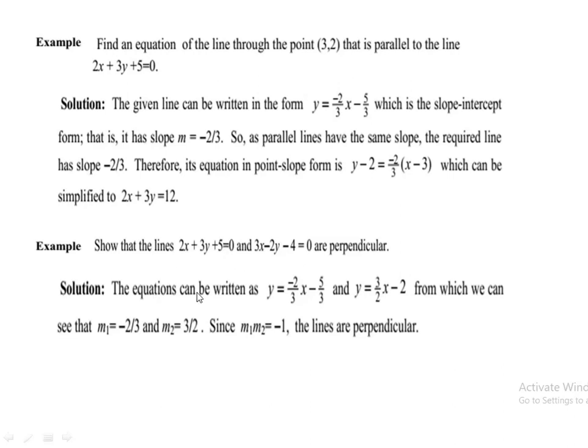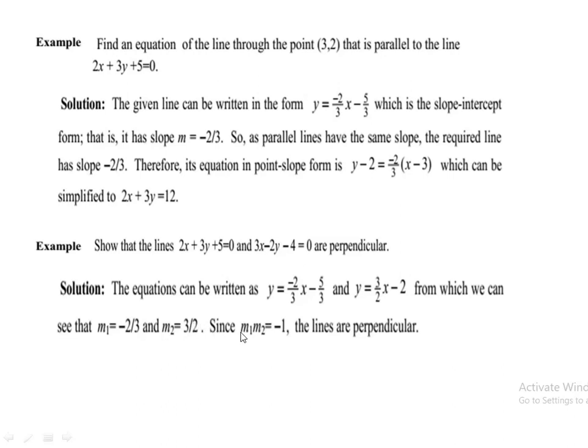Now the given equations of the lines can be written as y equals -2 over 3 x minus 5 over 3 for the first line, and y equals 3 over 2 x minus 2 for the second line. From this, take m1 as -2 over 3, the slope of the first line, and m2 as 3 over 2, the slope of the second line. Therefore m1 is -2 over 3 and m2 is 3 over 2.